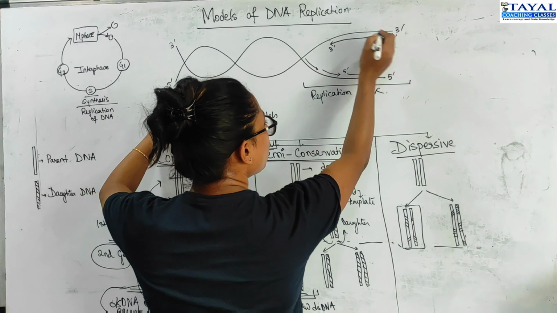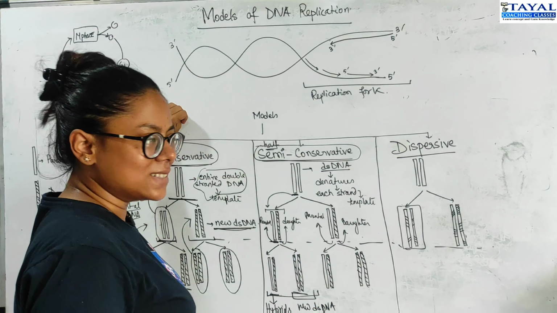At the replication fork, two new strands are synthesized. However, the 3' to 5' running strand and the 5' to 3' running strand are replicated slightly differently, because the enzyme which takes part in replication, DNA polymerase 3, is only capable of synthesizing new DNA in the 5' to 3' direction.